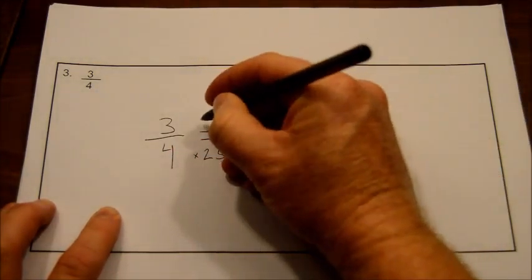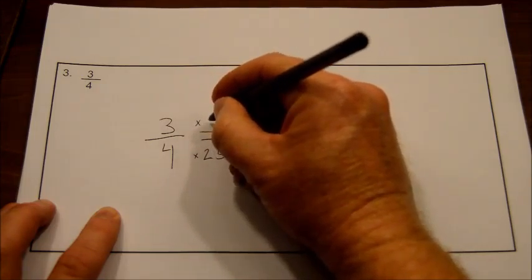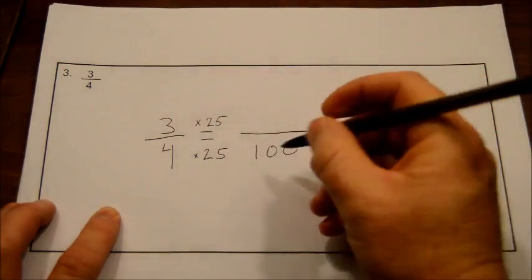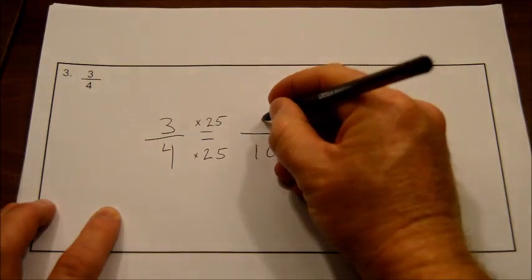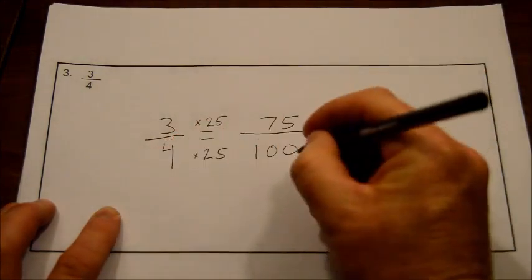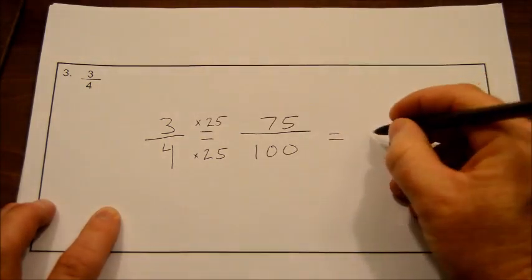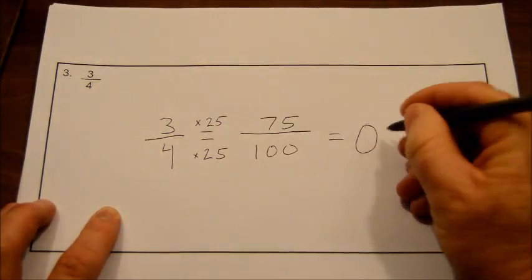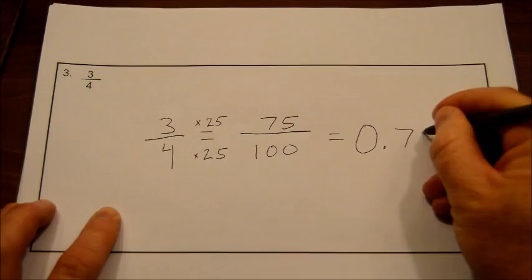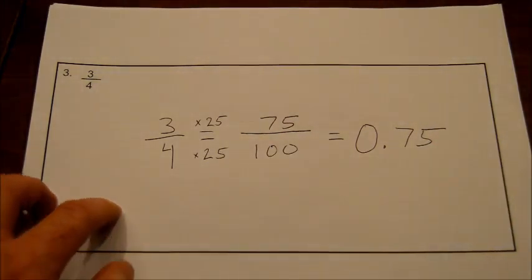So you also have to multiply the numerator by the same thing, by 25. 3 times 25 is 75. So 3/4 is the same as 75 hundredths, which you can then write as a decimal, 0.75. Pretty simple.